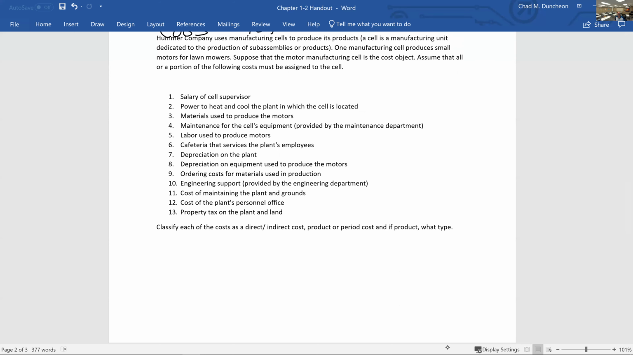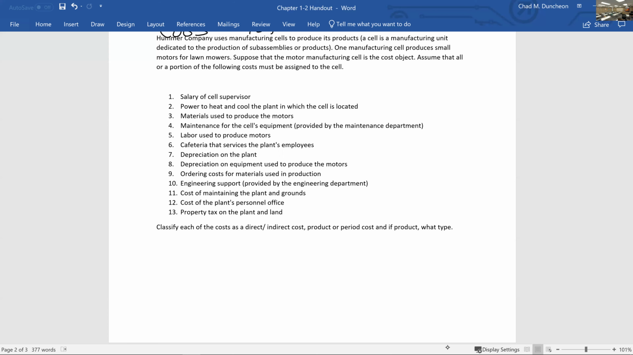So it says we're using manufacturing cells to produce our products. A cell is a manufacturing unit dedicated to production of sub-assemblies or products. One manufacturing cell produces small motors for lawnmowers. They have multiple cells, it looks like, and each cell produces a different product. So we're looking at that one cell that produces lawnmower parts.